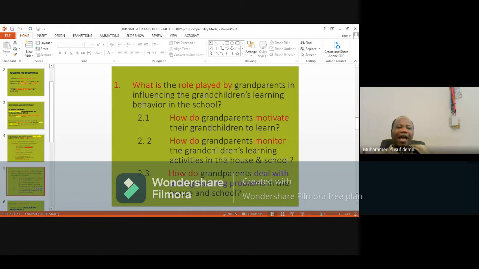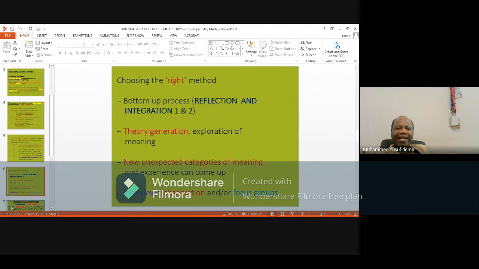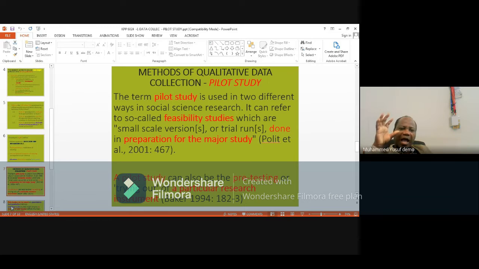Let's say the children are quite lazy. How do these grandparents deal with that? You get a point? So generally, this is the breakdown, the sub focus of the study. The focus of the study is to see the contribution of grandparents on grandchildren in terms of education.